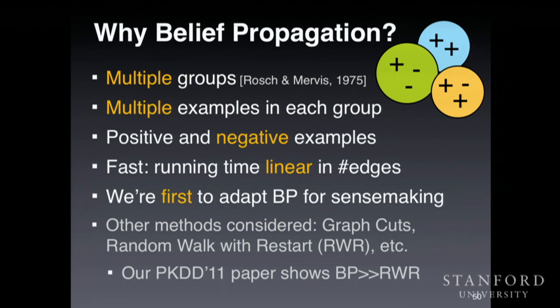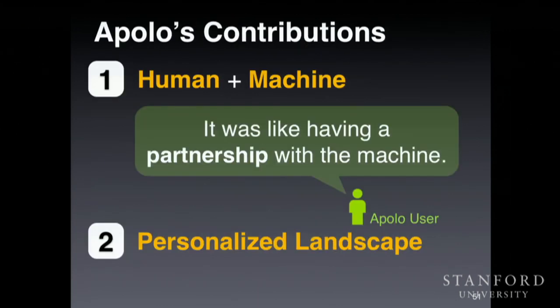And we found that belief propagation is very flexible, so it can capture a lot of things that other algorithms can do, like random walk with restart, plus more. So not only homophily, but also heterophily, and so on. So that's the reason we picked it.